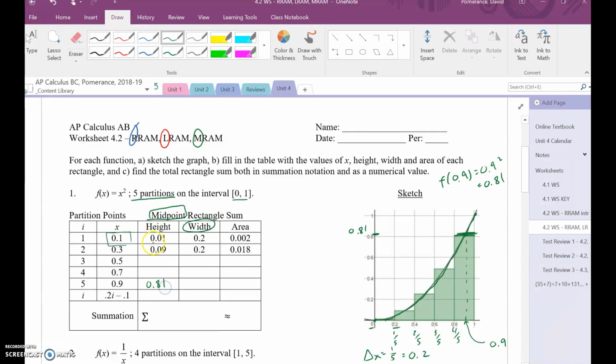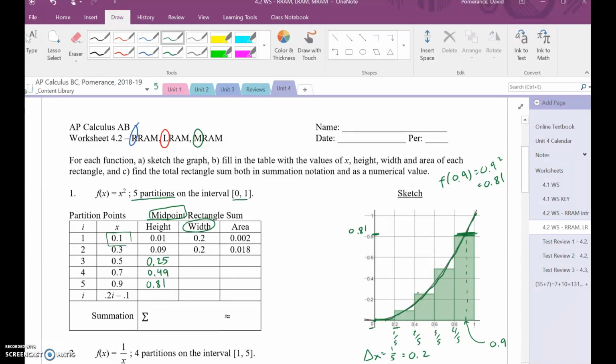And I did a few of these for you already. 0.1 squared is 0.01, 0.3 squared is 0.09, 0.5 squared, well, we can square that pretty easily. Or we can square 0.7 as well. So these, again, are the heights of each rectangle. The first height is very short, it's 0.01. The second rectangle has 0.09 in height. The third rectangle is 0.25 in height.